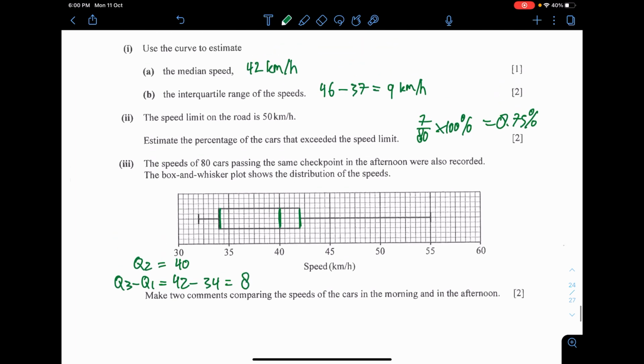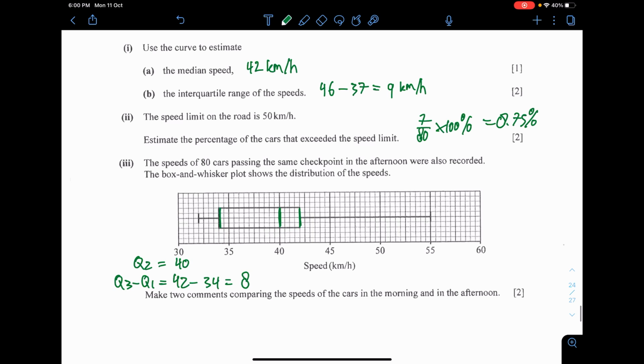Now, comparatively, the median of the afternoon is actually 40, smaller than 42 in the morning, so people are more relaxed, I guess. Then for Q3 minus Q1, the interquartile range is also smaller, meaning to say that it's also more consistent. The speeds of the cars are more concentrated, more consistent in the afternoon. Okay, that's the two comments that you need to mention.